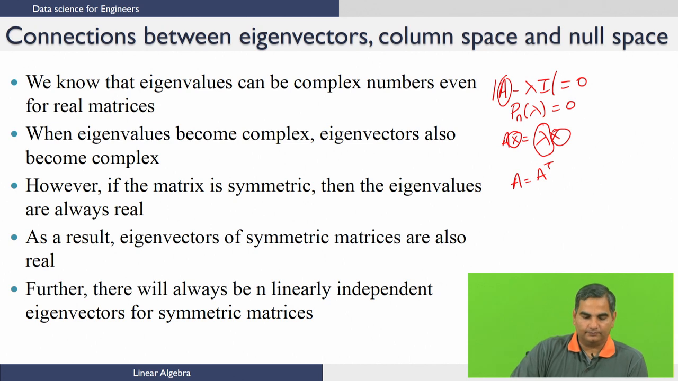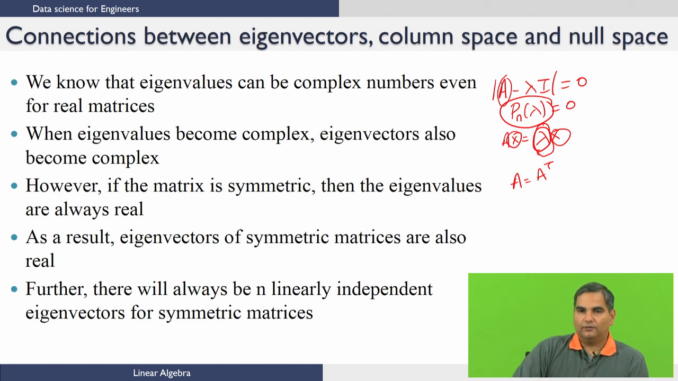Now, the first property of symmetric matrices that is very useful to us is if the matrix is symmetric, then the eigenvalues are always real. So, irrespective of what that symmetric matrix is, this polynomial would always give real solutions for symmetric matrices. And as I mentioned before, if this turns out to be real, then the eigenvectors are also real.